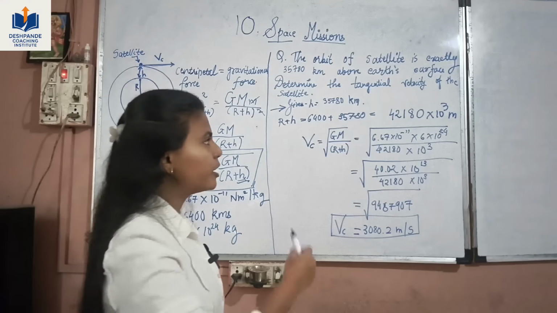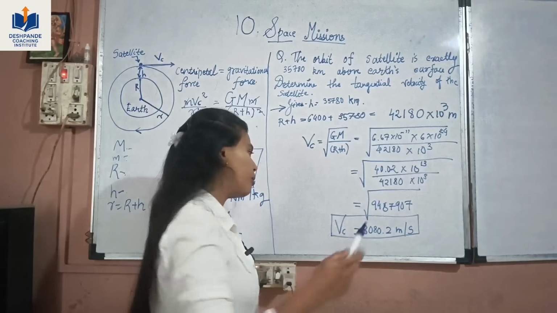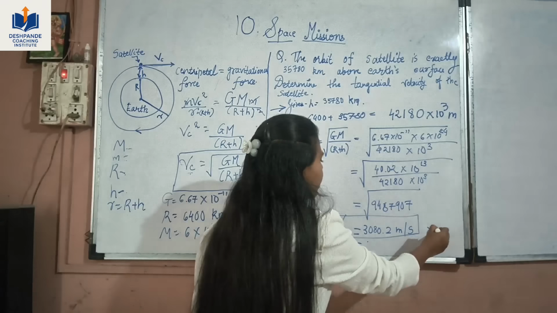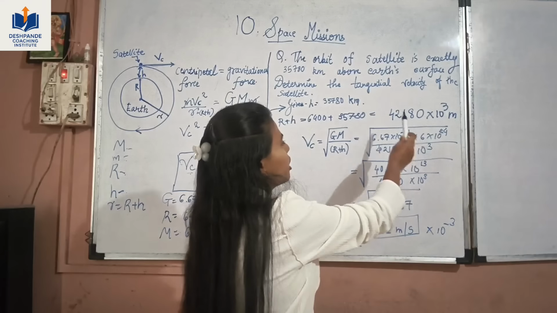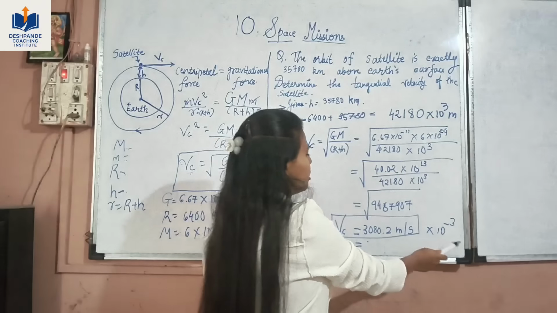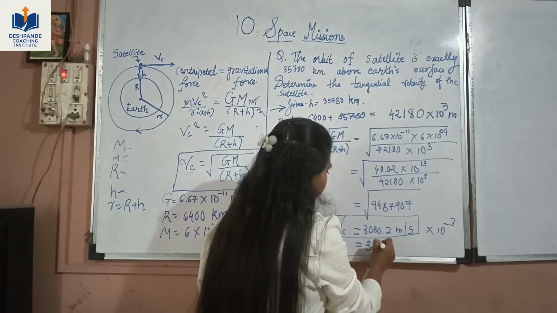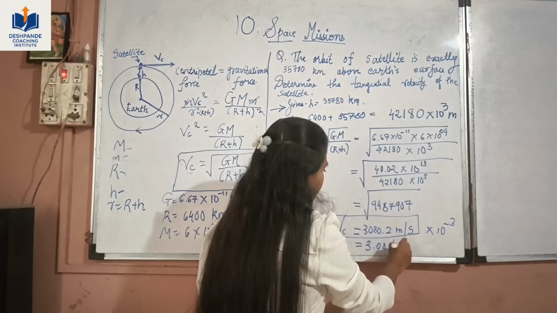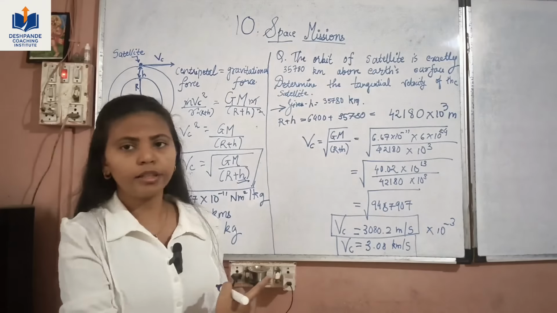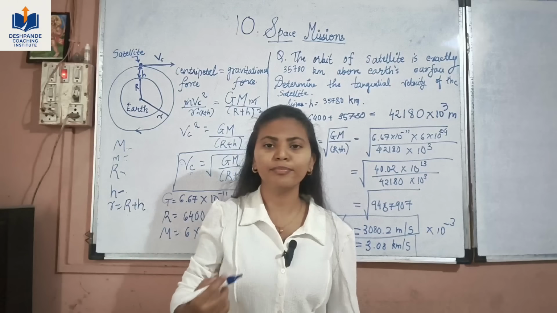But if we have to convert it into kilometers, or if it is asked in the question to find the velocity in kilometers, then we'll just have to multiply it by 10 to the power minus 3. For converting kilometers into meters, we multiply by 10 to the power 3. For meters into kilometers, we multiply by 10 to the power minus 3. So by multiplying, we get 3.08 kilometers per second. So always remember to write the unit. So this was the final answer, and I hope you understood it. Thank you.